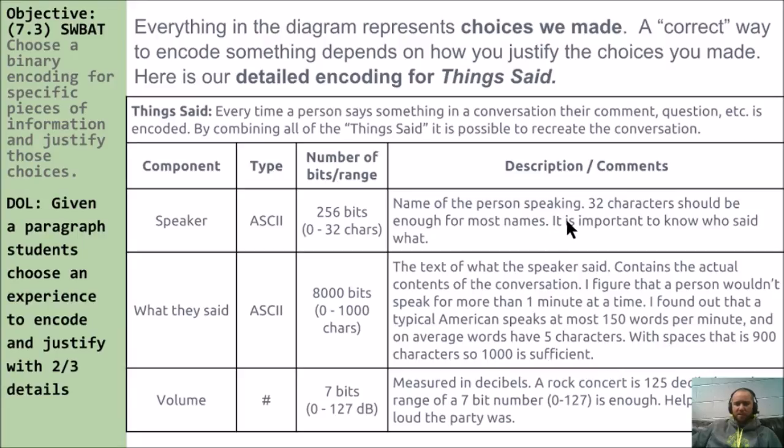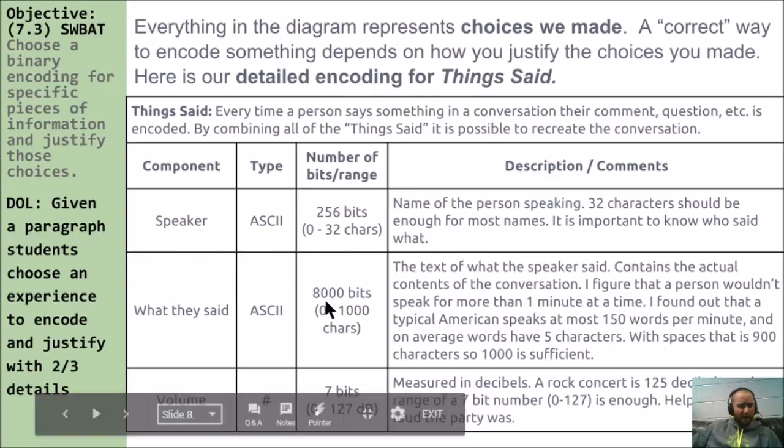It's the name of the person speaking. 32 characters should be enough for most names. It is important to know who said what. The second one, what they said, another ASCII data type, and we're going to go with 8,000 bits there.